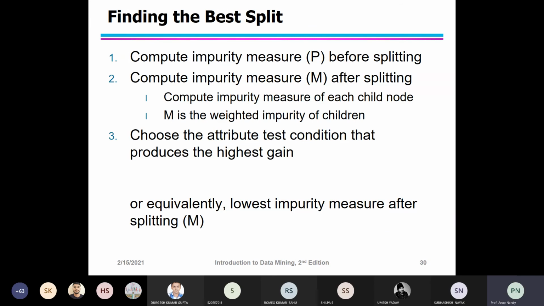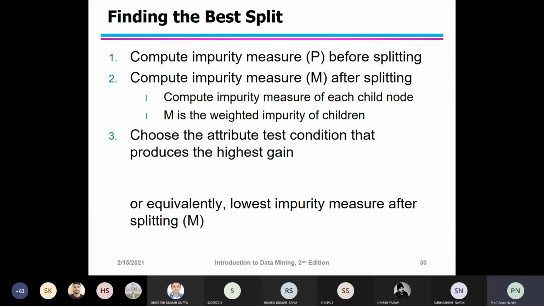Now, finding the best split. First compute the impurity measure P before splitting, then compute the impurity measure M after splitting. So before splitting, you have to compute the impurity measure for the node, and after splitting you will also have to compute the impurity measures. Compute the impurity measure of each child node, where M is the weighted impurity of the children. Now you have to choose the attribute test condition that produces the highest gain. From the impurity measures you have to find the gain.